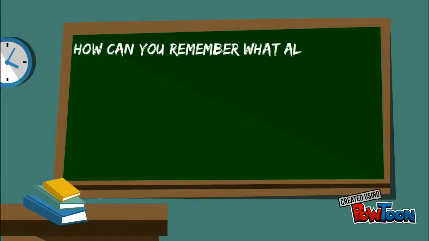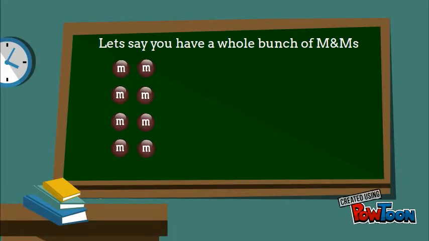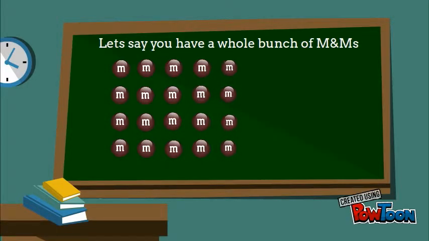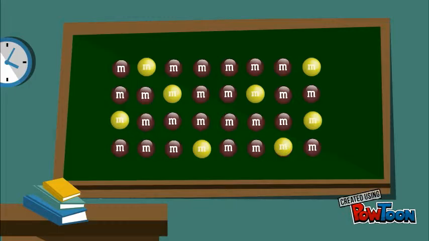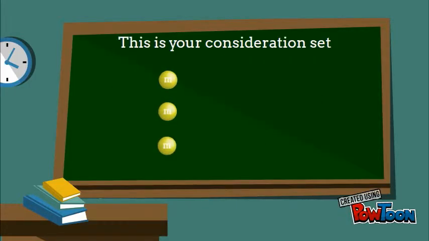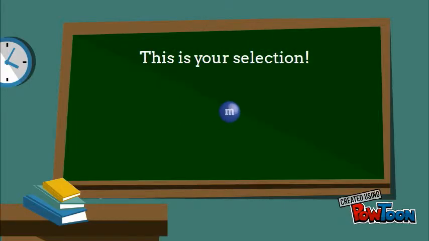How can you remember what alternative evaluation is? Think M&Ms. Let's say you have a whole bunch of M&Ms. Now say you picked a few M&Ms to choose from. This is your consideration set. This is your selection.